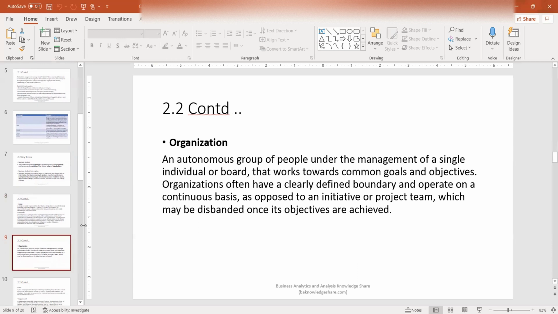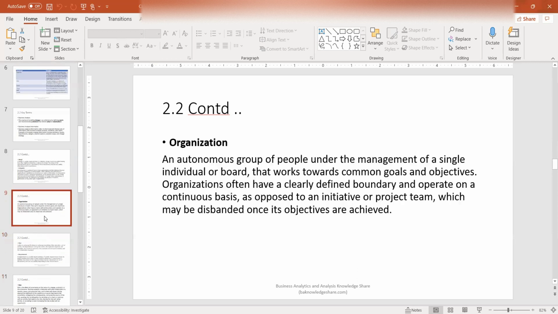The last definition in the BABOK in that section, and actually that's not true. So there are a couple more. So you have the organization as the definition that's provided.